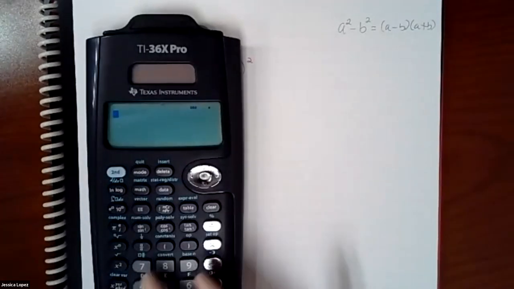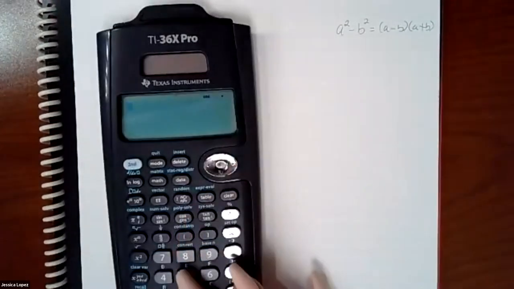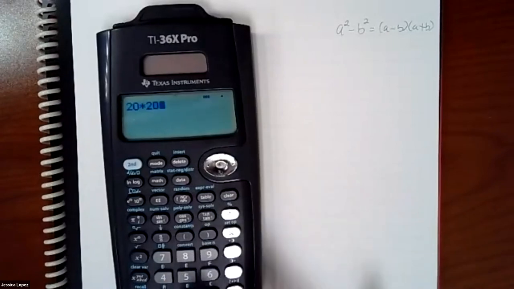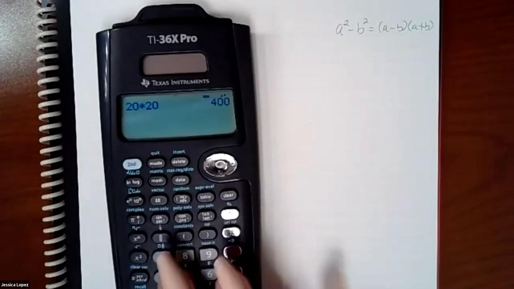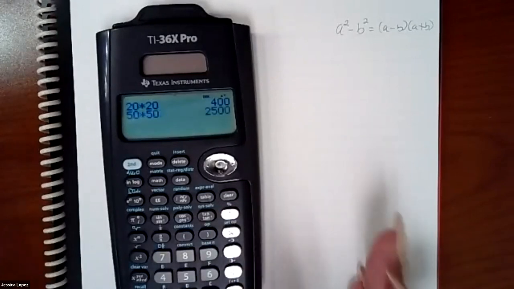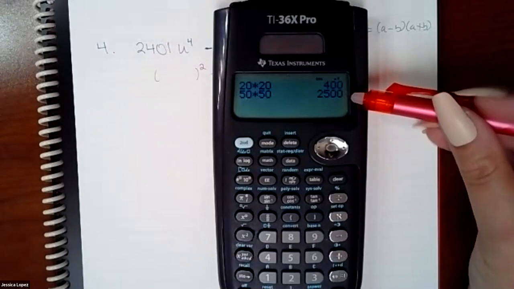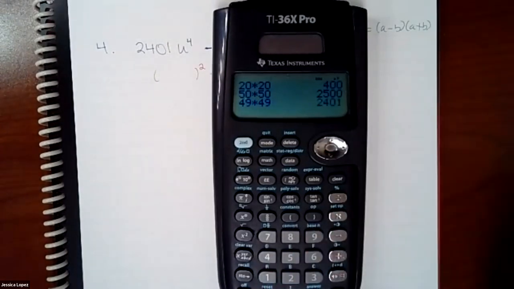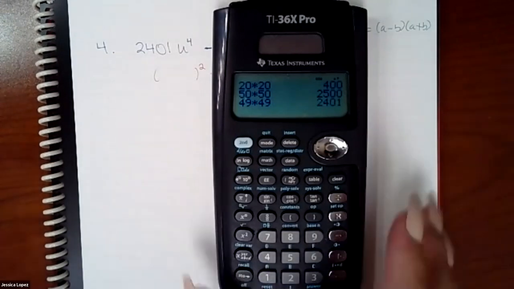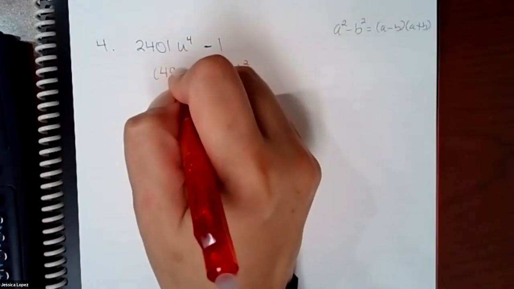For the big number, I have no idea, so I'm going to try. I know 10 times 10 is 100, so it's got to be a lot bigger than 100. 20 times 20 is 400. Let's see, 50 times 50. Okay, so it's got to be real close to 50, right? Let's see, 49 times 49. Ah, it's 49 times 49. So then this is going to be 49.